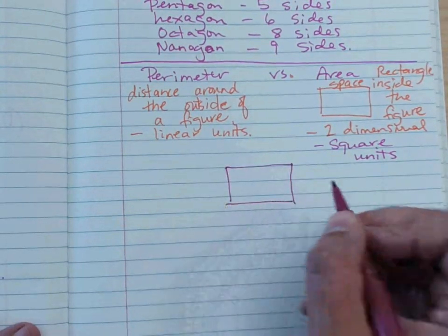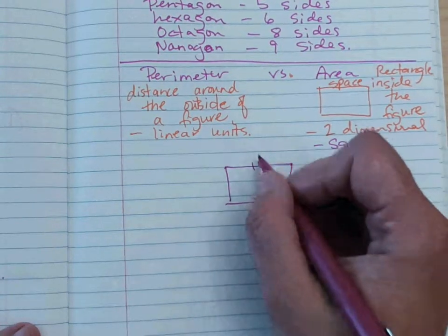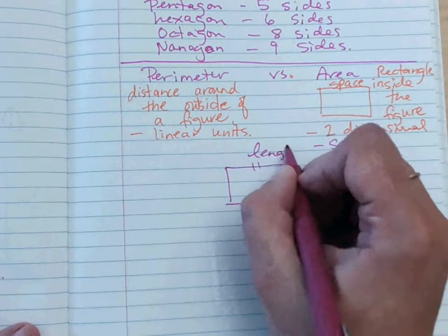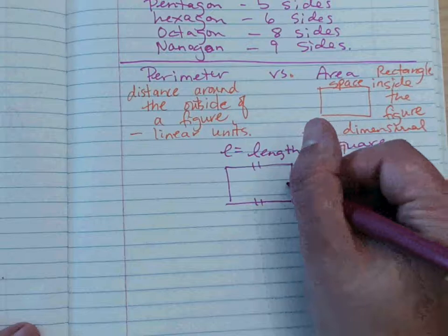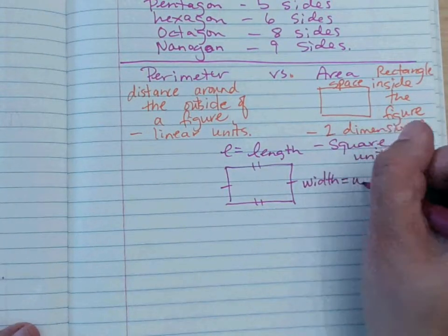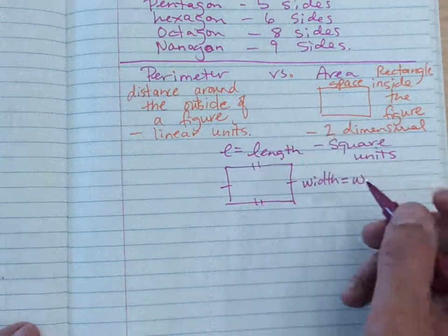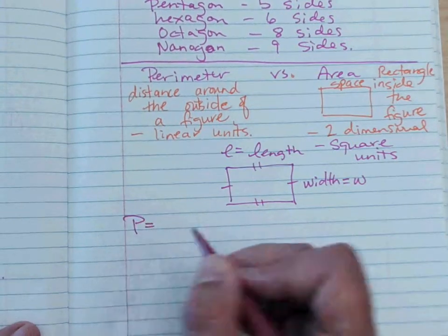So a rectangle has 2 sides that are equal and parallel to each other. We call the long side usually the length, and we use the letter L for length. The short side we usually call the width. Doesn't have to be that way though, and we use the letter W. So if I wanted to find the perimeter, I would have to add up all the sides. So we use P for perimeter.